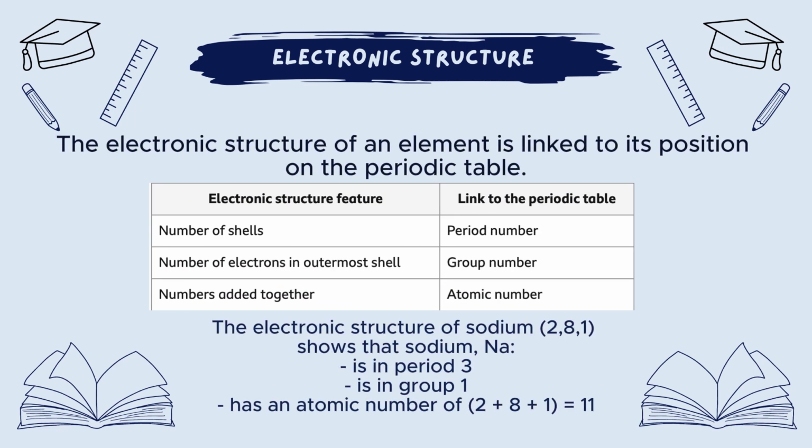The electronic structure of an element is linked to its position on the periodic table. The number of shells is the period number, the number of electrons in the outermost shell is the group number, and the numbers added together is the atomic number. The electronic structure of sodium, 2, 8, 1, shows that sodium is in period 3, group 1 and has an atomic number of 11.